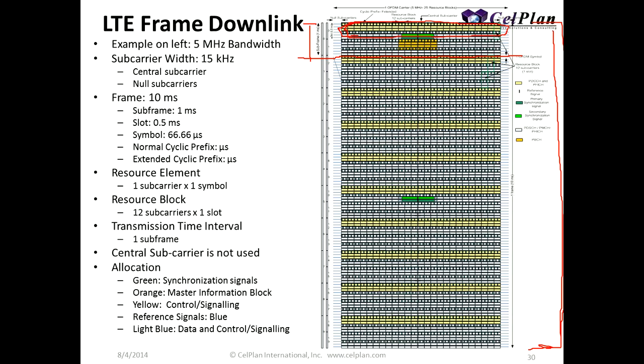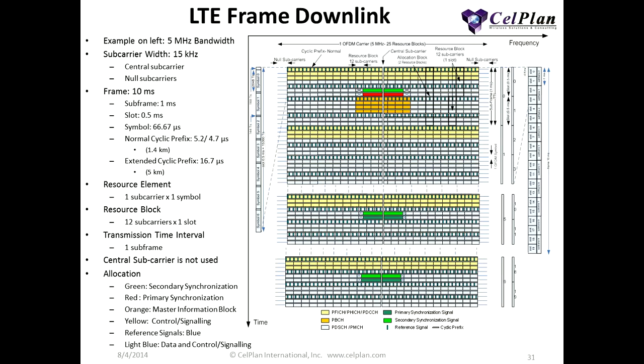Another thing is that in this yellow area the eNodeB also sends the acknowledgements of the messages received from the UE. And you will see that in the uplink the UE will send acknowledgements for messages received from the eNodeB.